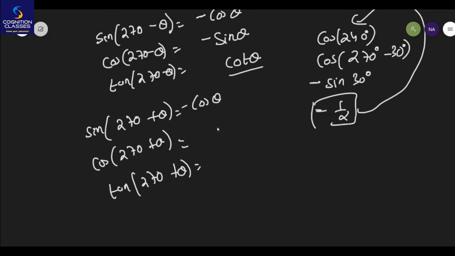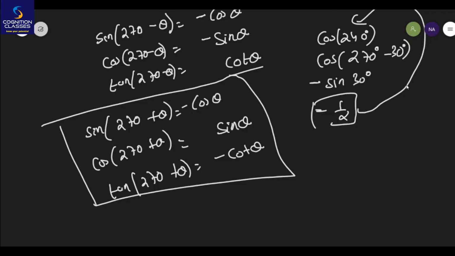Cos 270 plus theta, 270 degrees axis of change, so this will equal sine theta, and plus theta means going to the fourth quadrant. In the fourth quadrant cos is positive, so it will remain as it is. Similarly, tan 270 plus theta will get converted to cot theta, and in the fourth quadrant tan is negative, so it will become minus cot theta, correct?